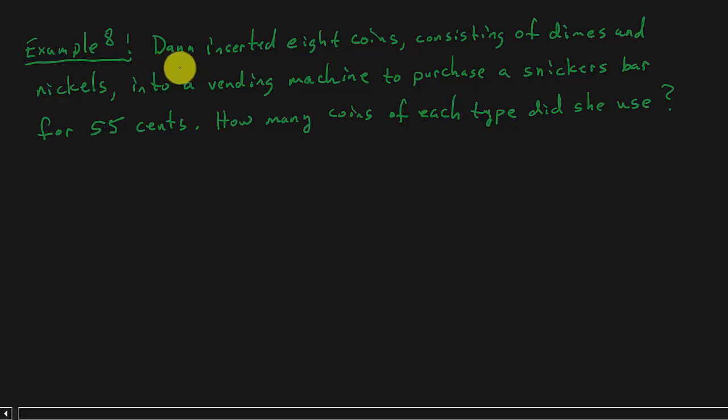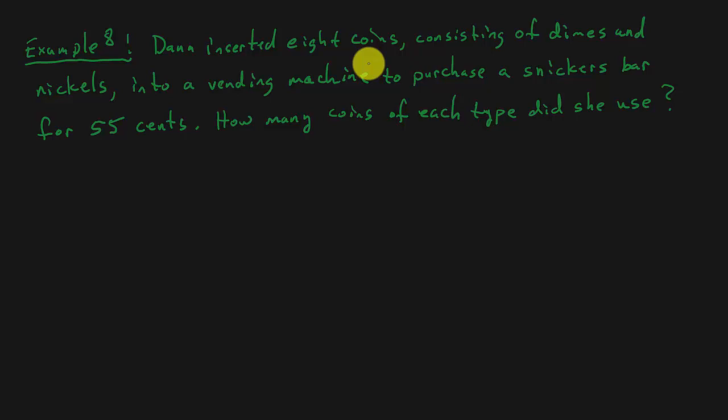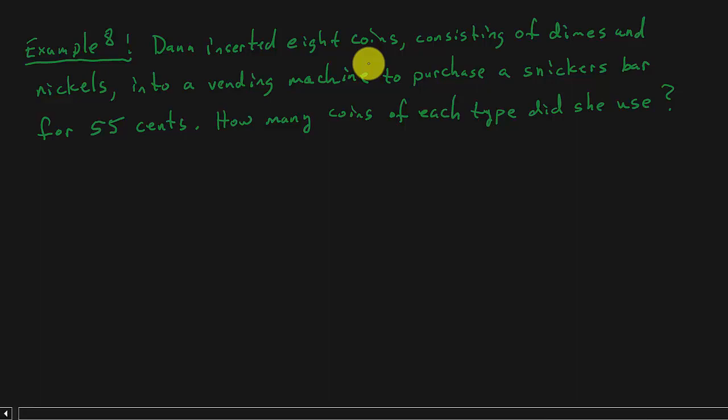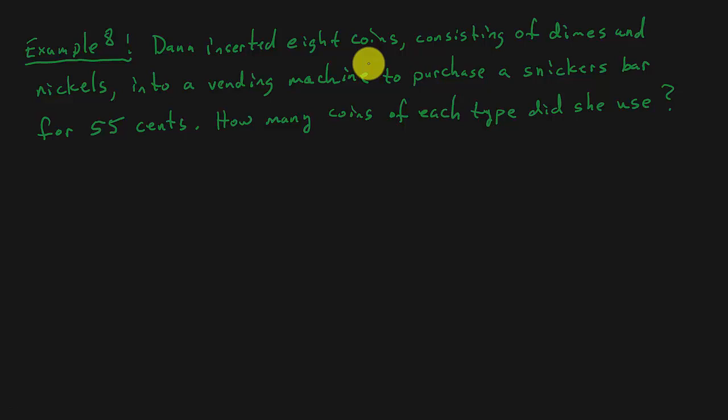It says Dana inserted 8 coins consisting of dimes and nickels into a vending machine to purchase a Snickers bar for 55 cents. How many coins of each type did she use? All right, so I think we can work this one. So she's got 8 coins total, right? And they're dimes and nickels. And she wants to know how many of each type.